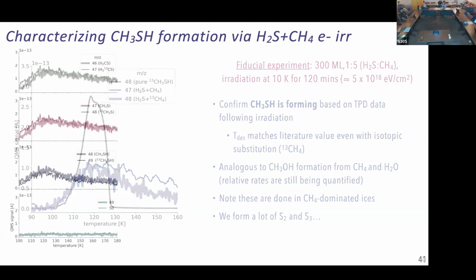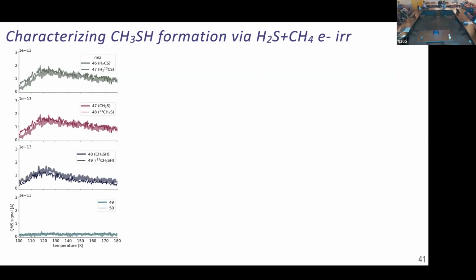So here's an example just to show you what I mean by this isotopic shift. So in the QMS, all of these molecules can fragment into different subspecies. So it can go anywhere from mass 46 to mass 48, which are the most dominant for just 12 methyl mercaptan. And so when I shift it by 1, you can see that these curves match pretty well. And so this confirms that we've formed it.